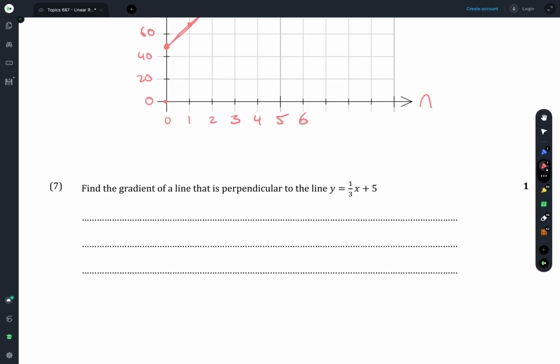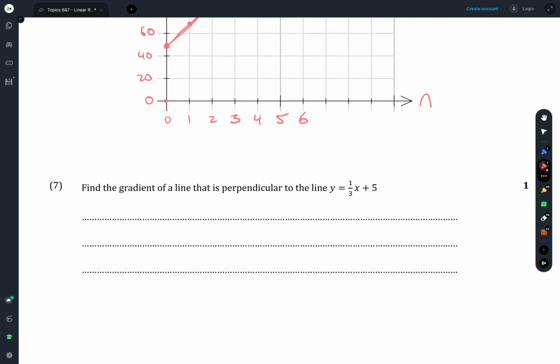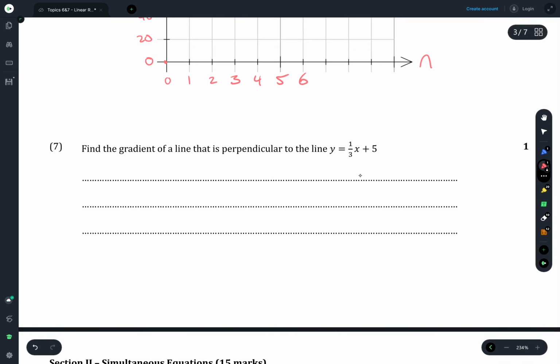And that's it. And then lastly, we want to find the gradient of a line that is perpendicular to the line y equals 1 over 3x plus 5. So what we want to do first is find the gradient of the line that we actually have. The gradient of this line, remember, we just look at the number that's sitting in front of the x. The gradient for this line is 1 over 3.